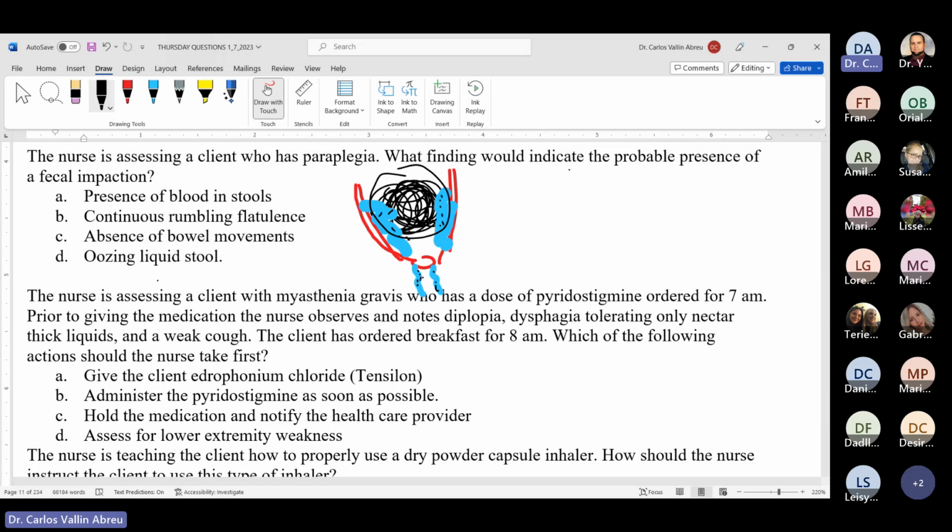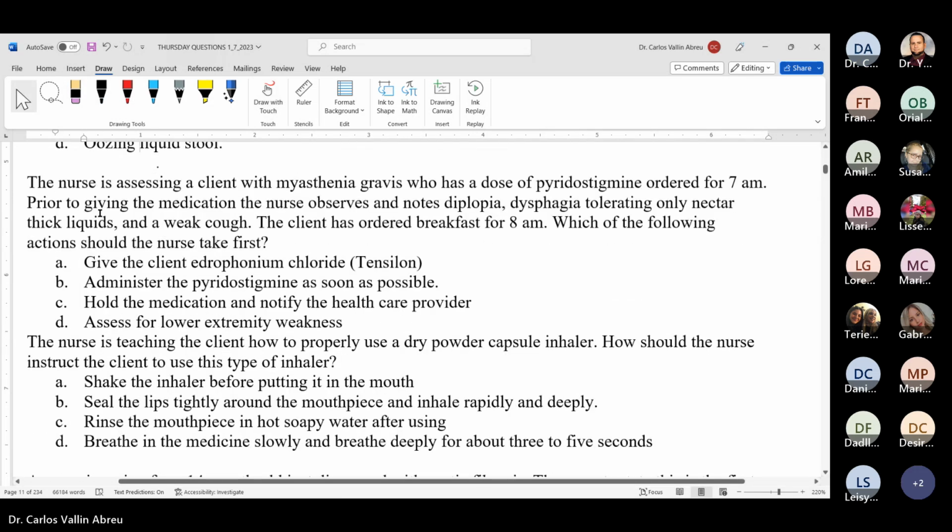A digital rectal examination allows confirming the diagnosis, and of course the client will require enemas, a digital disimpaction, etc. It is a classical question in nursing. It's a classical question in English.